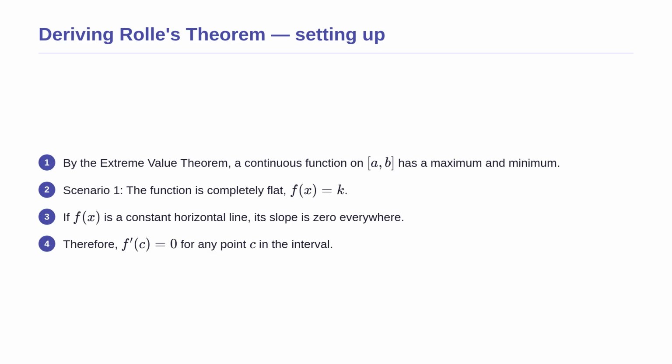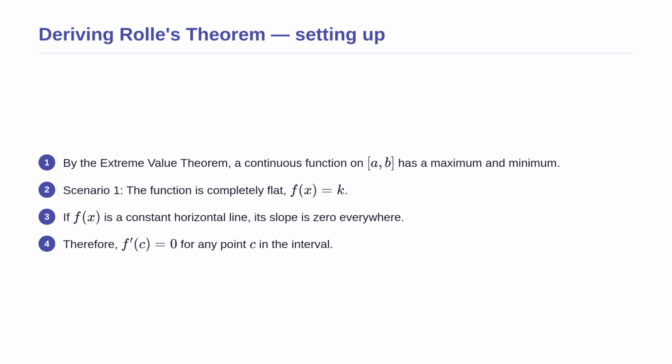To truly understand a theorem, we must prove why it is absolutely true every single time. The proof relies on the extreme value theorem, which states that any continuous function on a closed interval must reach a maximum and a minimum. This leaves us with 2 scenarios.